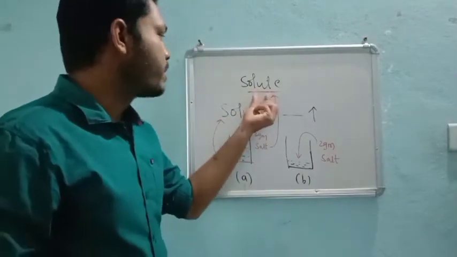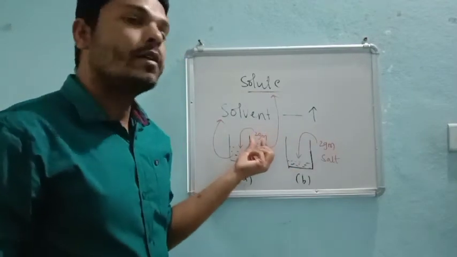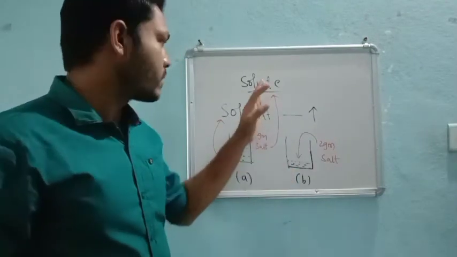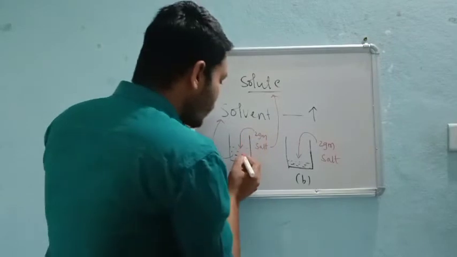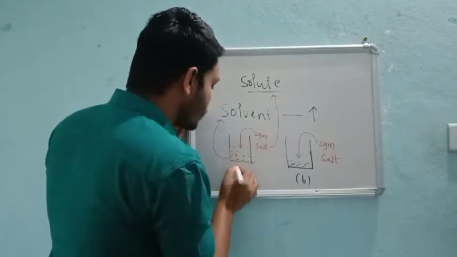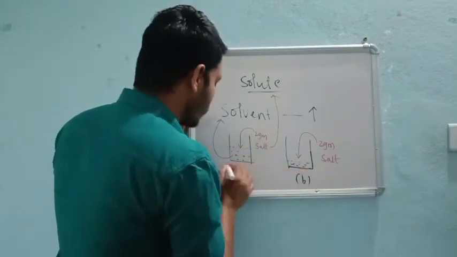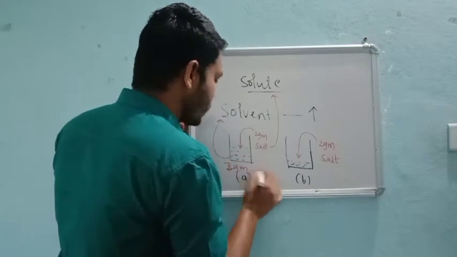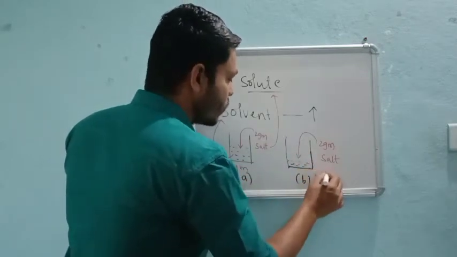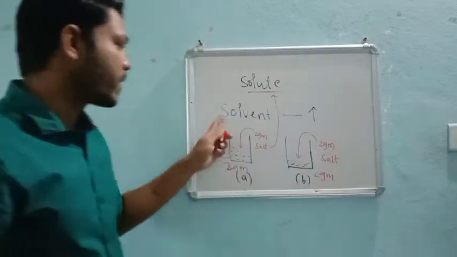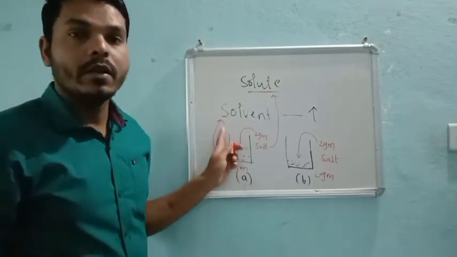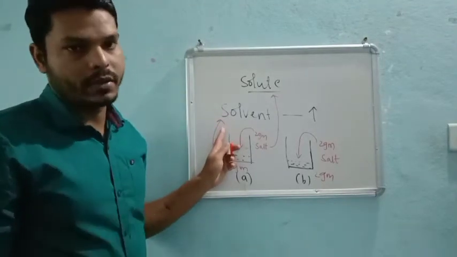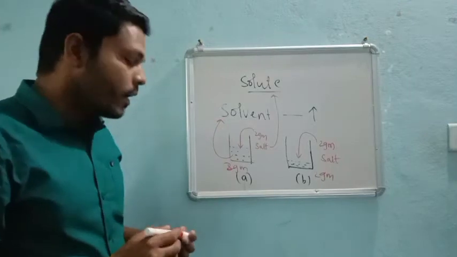So the solute alone decides the concentration. That's why if I say the concentration of this solution is 2 gram, here also the concentration of the solution is 2 gram only, without respect to the concentration of the solvent. This is what takes place during the reaction.